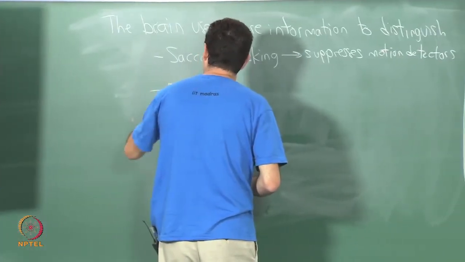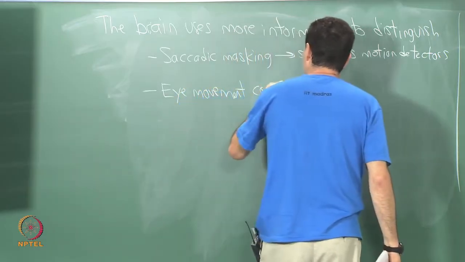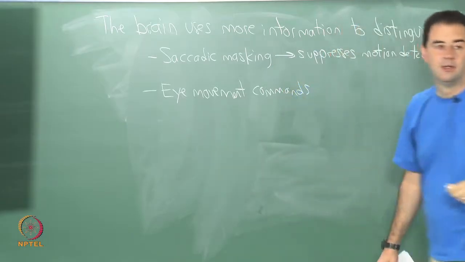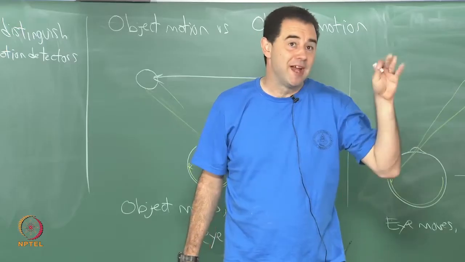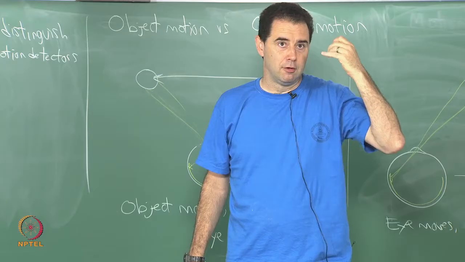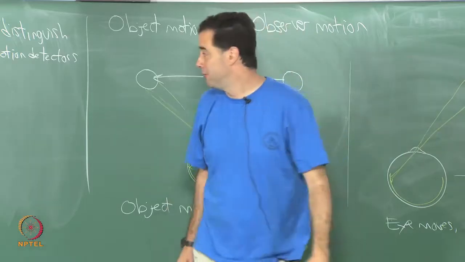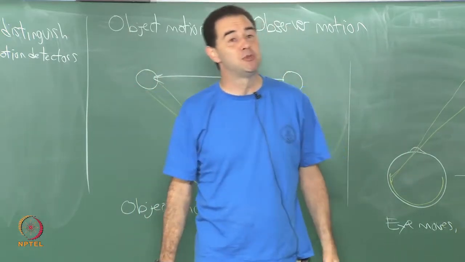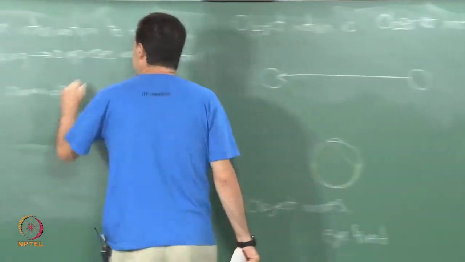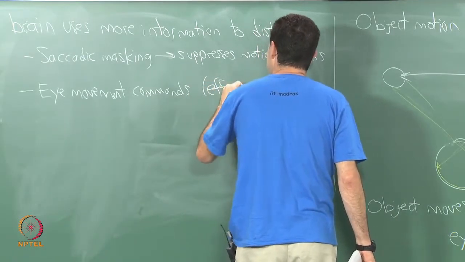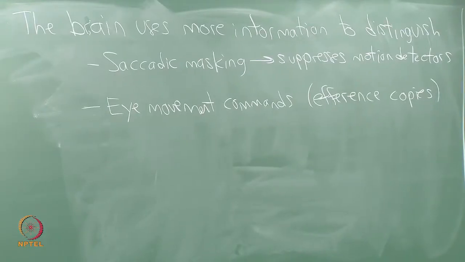Another thing that the brain uses is eye movement commands. So that's very interesting. Somewhere there are commands issued to contract or expand the muscles that move your eyes and rotate them, right. So it's a matter of sending those signals to the right place where the motion perception is being performed, and using that information. This is sometimes called by neuroscientists efference copies. Right, the motion commands or motor commands.